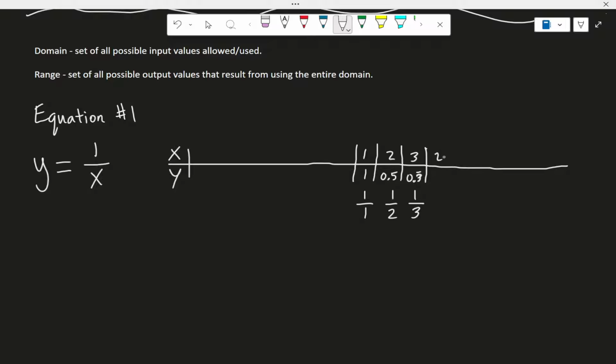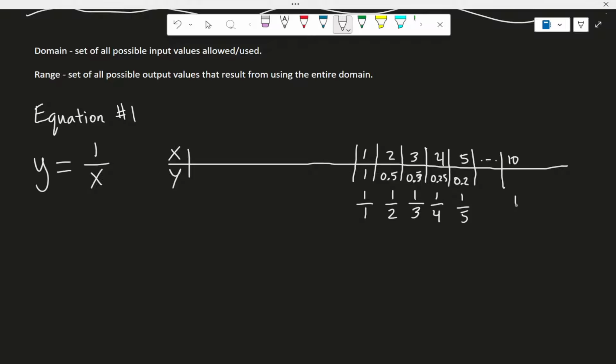If we plug in a 4, well, that's just going to be 1 divided by 4. And that would be 0.25. And you see that these are just making fractions, which I could put as a decimal. Of course, we could keep plugging numbers in, like we could plug in a 5 as our input, and then it would just be 1/5, which is 0.2. And we could keep going 6 and 7 and 8 and 9. And let's just skip some and just jump out to 10.